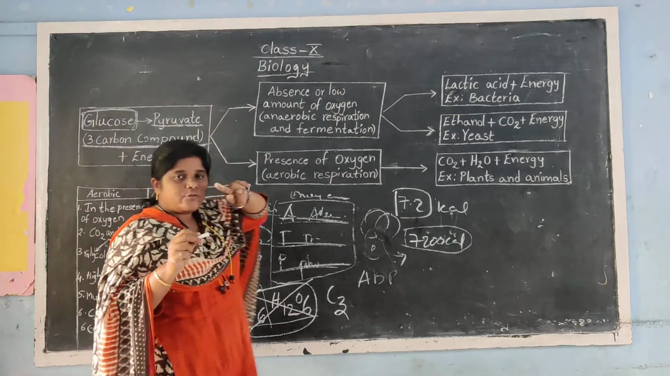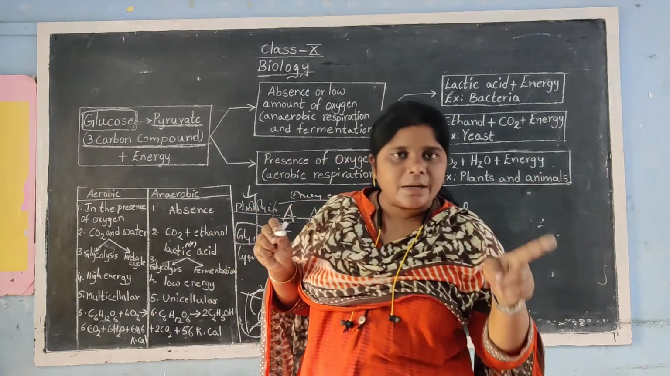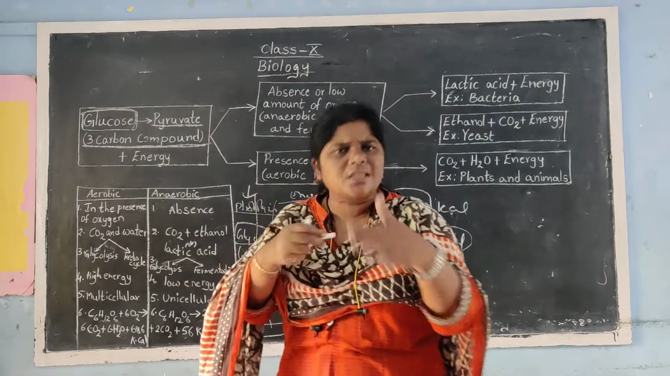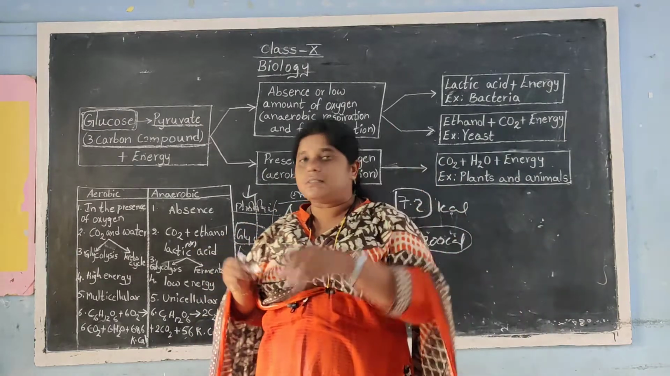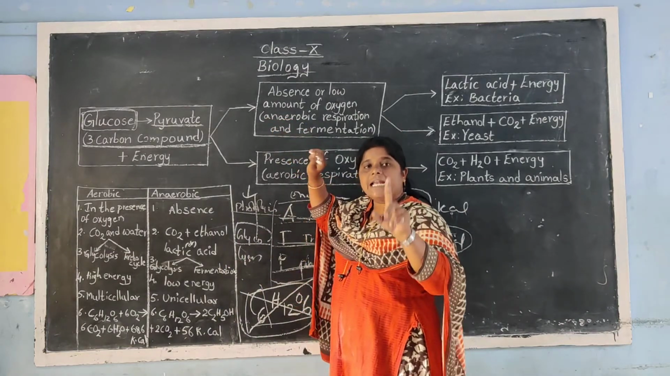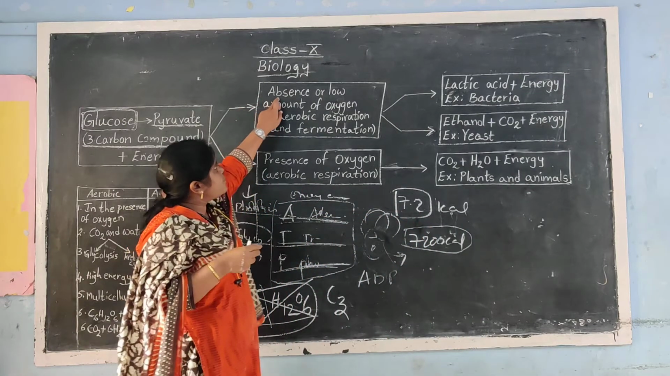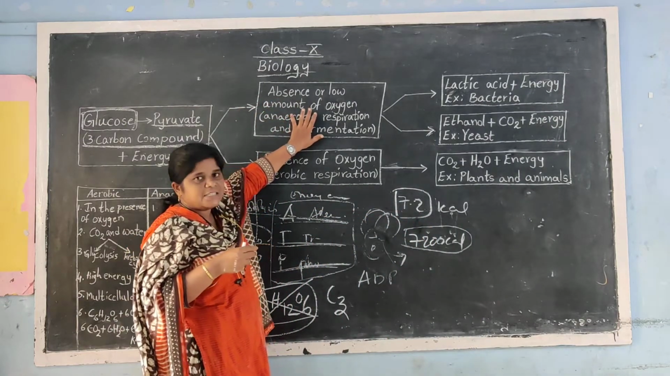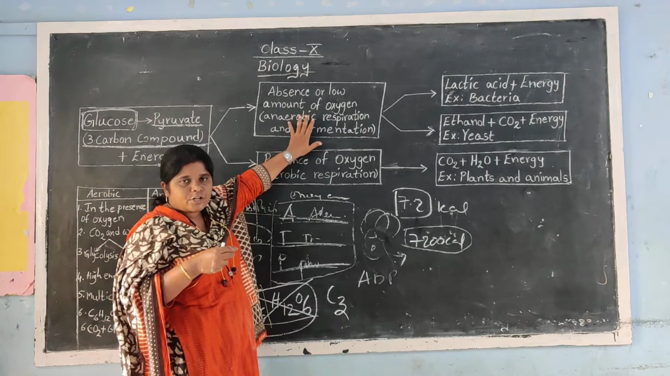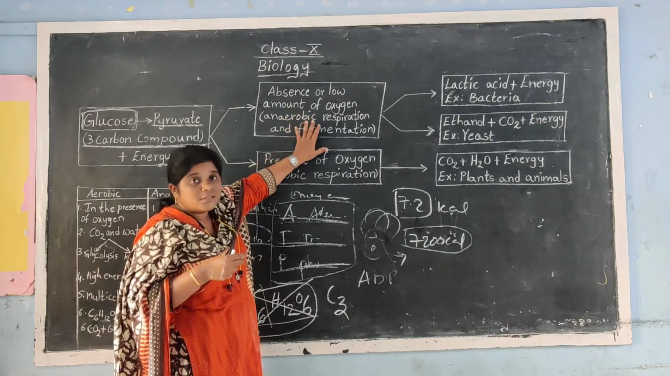And how many types of respiration did I say? 2 types of respiration. One is aerobic respiration, the other one is anaerobic respiration. Further I will tell you what the differences between these two are, but now just listen. What are the 2 types of respiration? Aerobic respiration and anaerobic respiration. In the first tab I have mentioned the absence or low amount of oxygen. That means there is no supply of adequate oxygen. In this type of respiration, there is no adequate supply of oxygen.